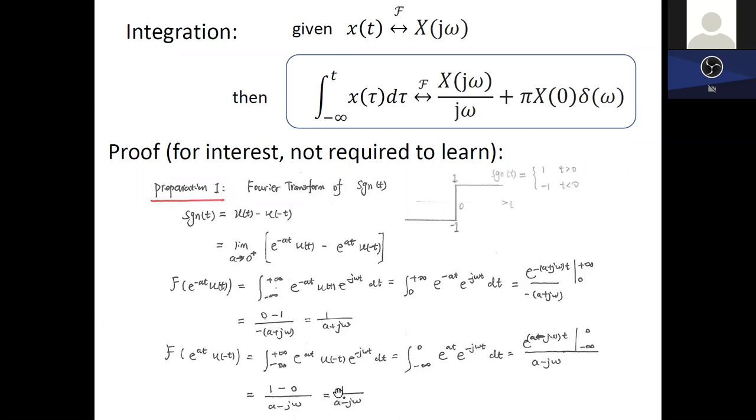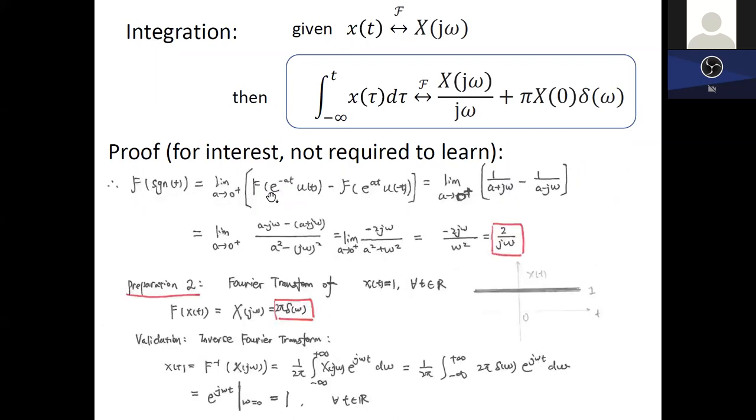Then we apply the linearity property to the Fourier transform of the signal. So basically the Fourier transform is the Fourier transform of the first term minus the Fourier transform of the second term. And don't forget that for this signal, we need to let a be infinitely close to zero. So this zero plus means a approaches zero from the positive direction. So a is positive and then approaches zero.